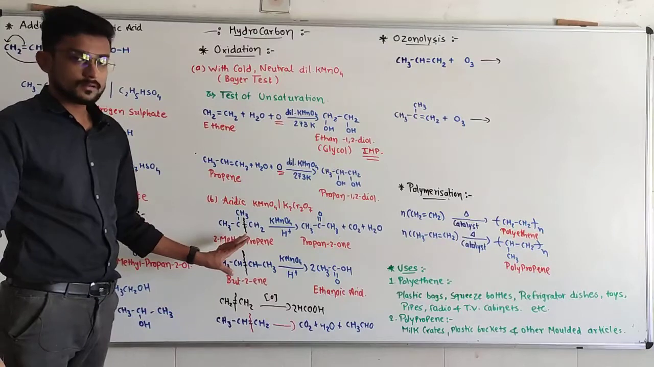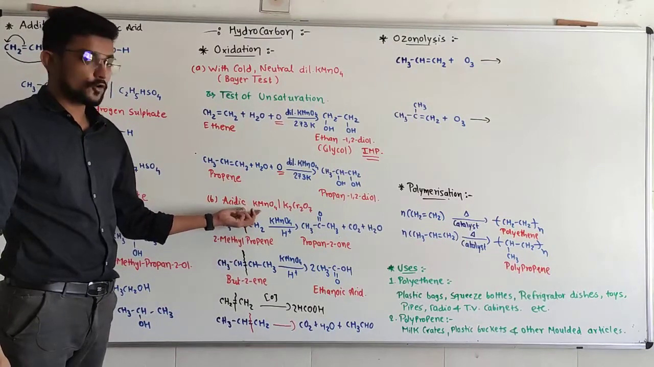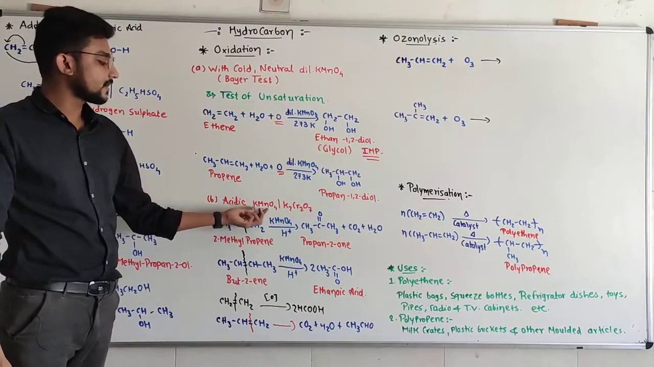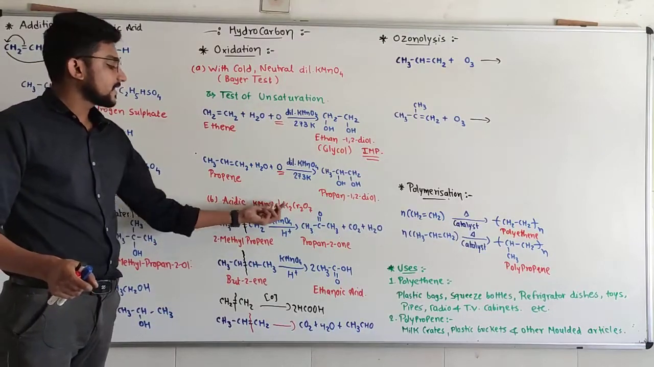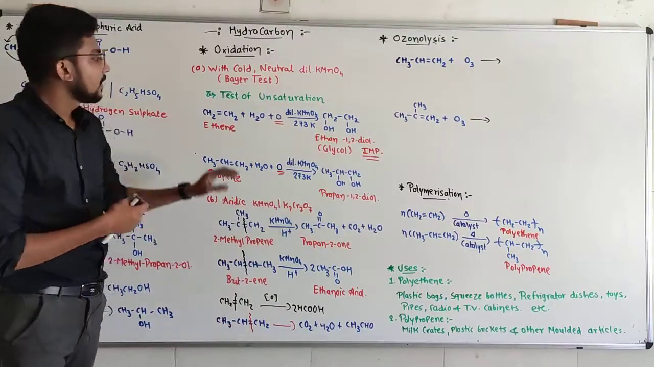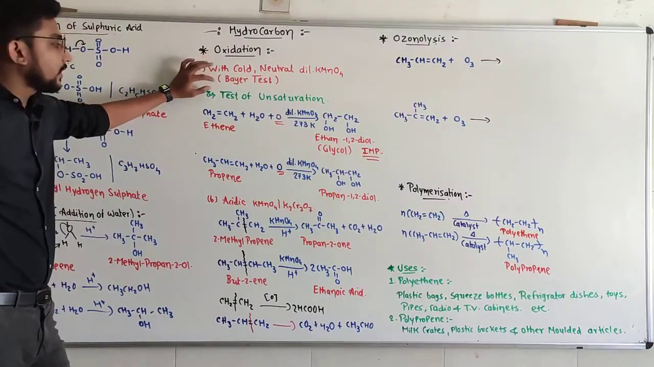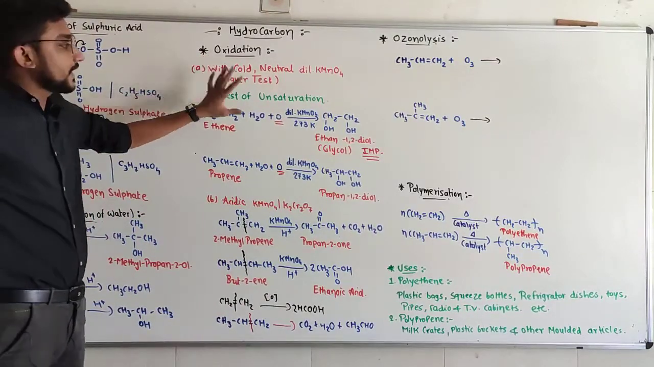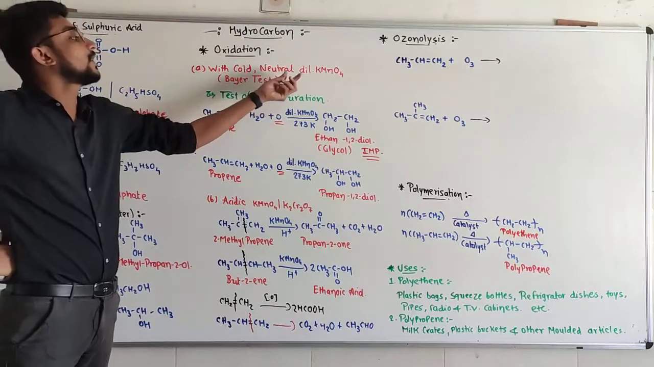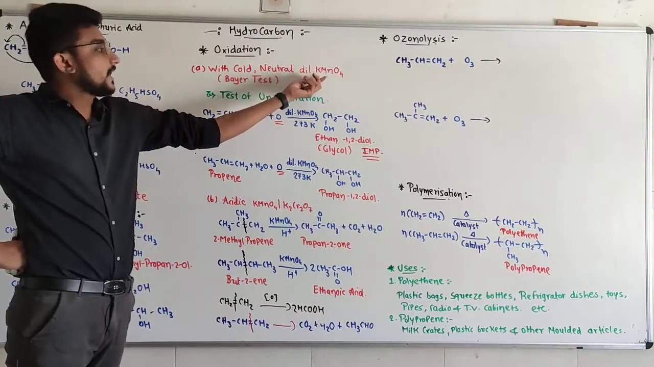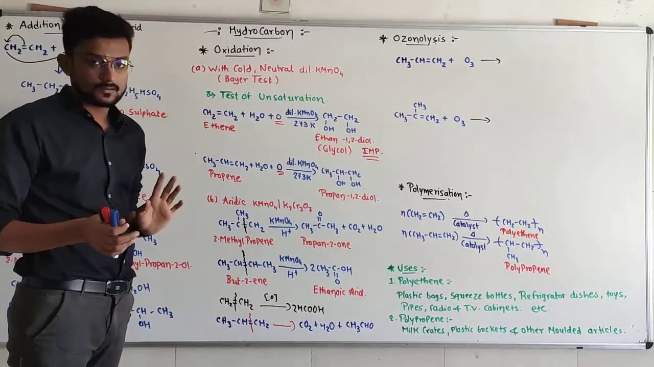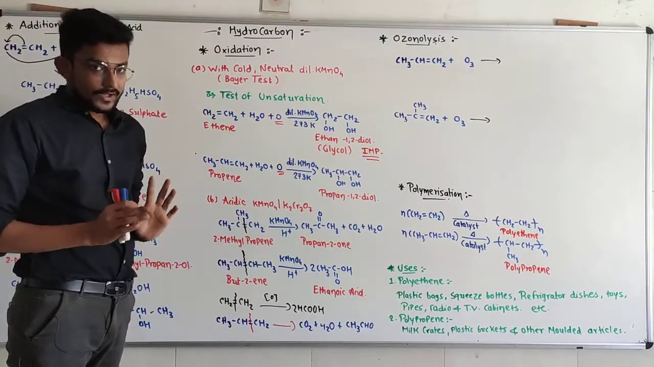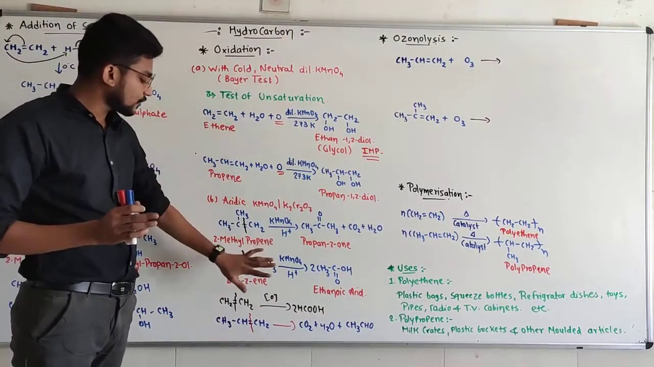That was in the presence of an oxidizing agent, acidic potassium permanganate. This test is useful for the test of unsaturation, because it will remove the violet color, or you can say pink color, of the permanganate; the color disappears because of the unsaturation. Okay, so that was the oxidation.